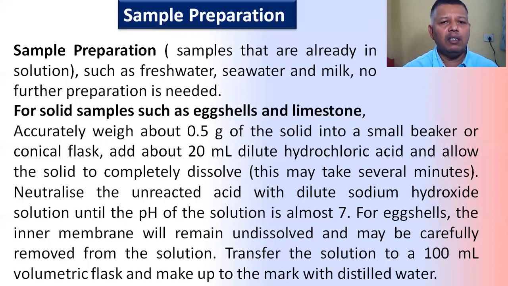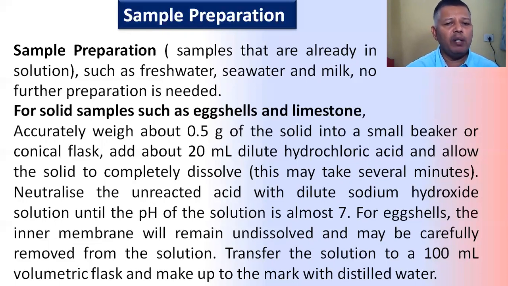After completion of the dissolution, neutralize the unreacted acid with dilute sodium hydroxide until the pH of the solution is nearly equal to 7. We stop there, and this solution is used as the analyte solution. Now for an eggshell, the inner membrane will remain as an undissolved part.